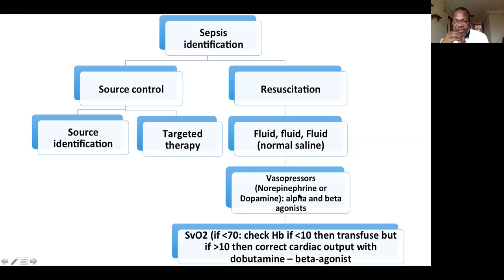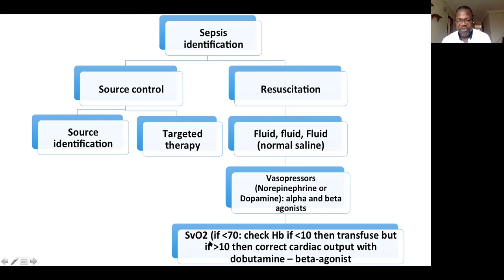And if the patient is not able to keep up the mean arterial pressure despite adequate resuscitation, then you need to put this patient on vasopressors. You can give norepinephrine or dopamine, or you can give an alpha and beta agonist to this patient.